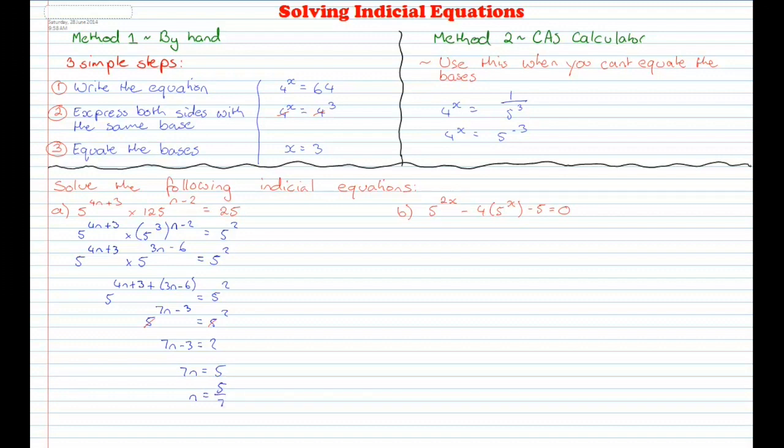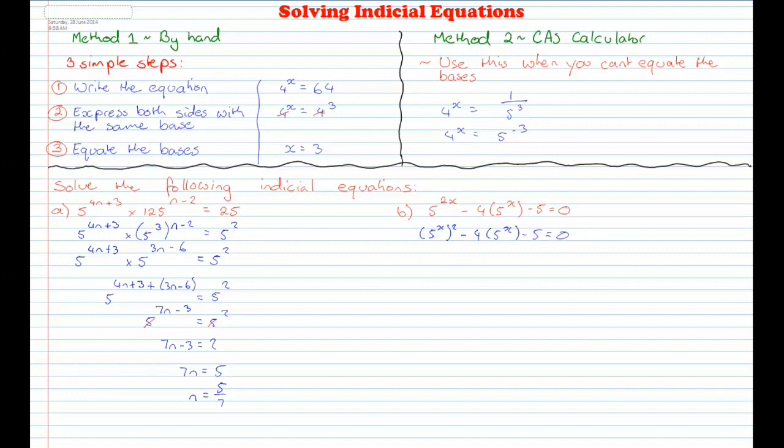Now we're going to have a look at part B, where it says 5 to the power of 2x minus 4 times 5 to the power of x minus 5 is equal to 0. Now this one's a little bit harder because we've got a couple of repeated things here, and it's not as straightforward as what we've been looking at before. So what we're going to do is put this in brackets here. We're going to write 5 to the power of x, and then squared like that, minus 4, 5 to the power of x, minus 5 is equal to 0.